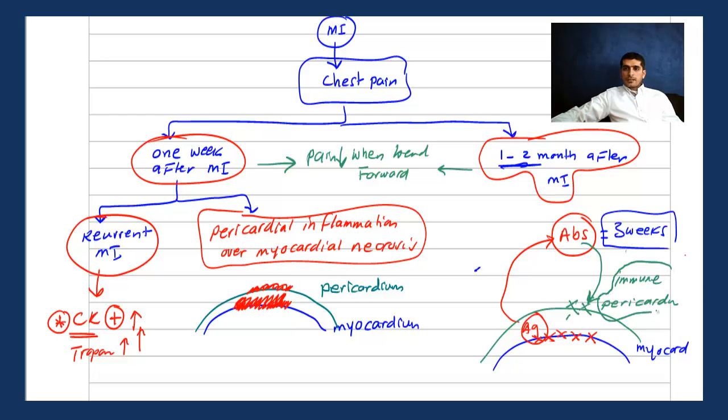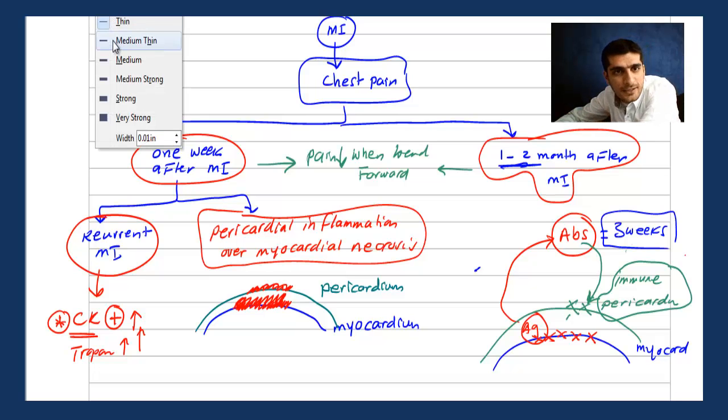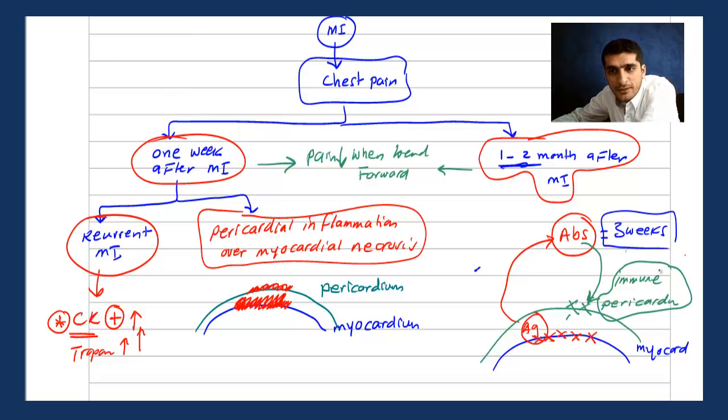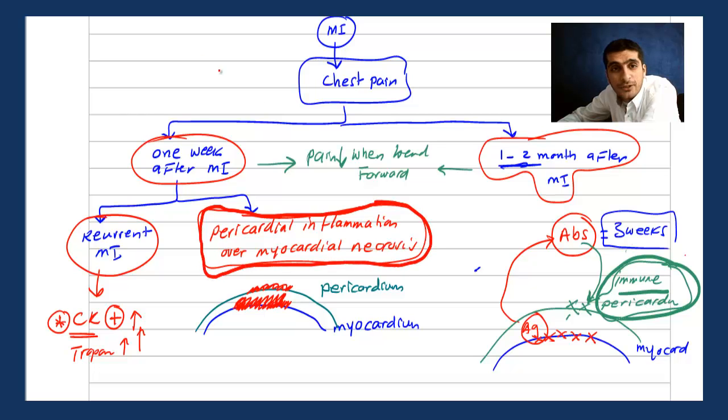So you get an immune-mediated cause of pericarditis plus an inflammatory cause. So this is the immune-mediated cause of pericarditis. And by the way, I rarely use this thick one. It's interesting. And this is the pericardial inflammation over myocardial necrosis. Maybe also you can highlight it. And this is just immune-mediated pericarditis. Now my talk is chest pain. Again, my talk is chest pain after MI.